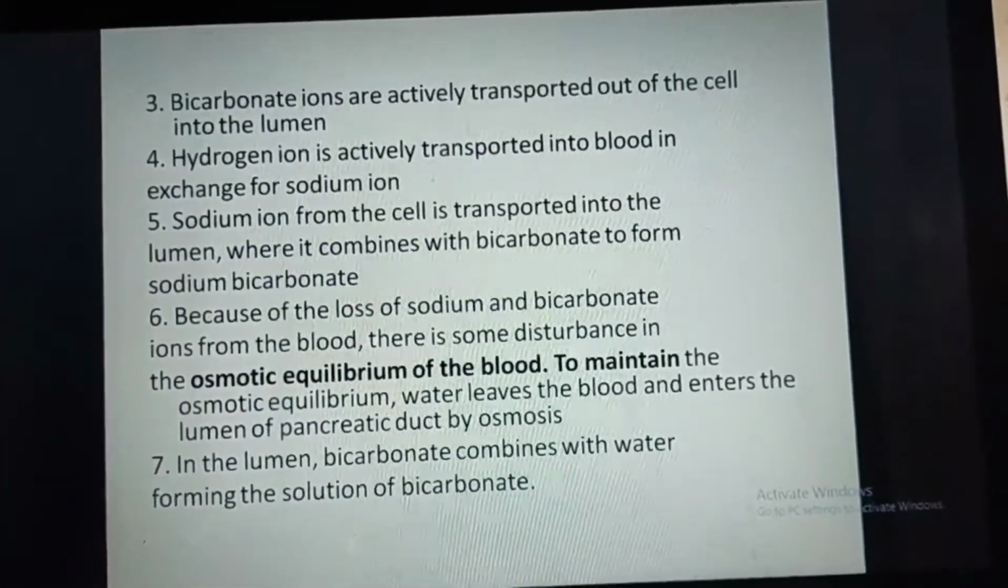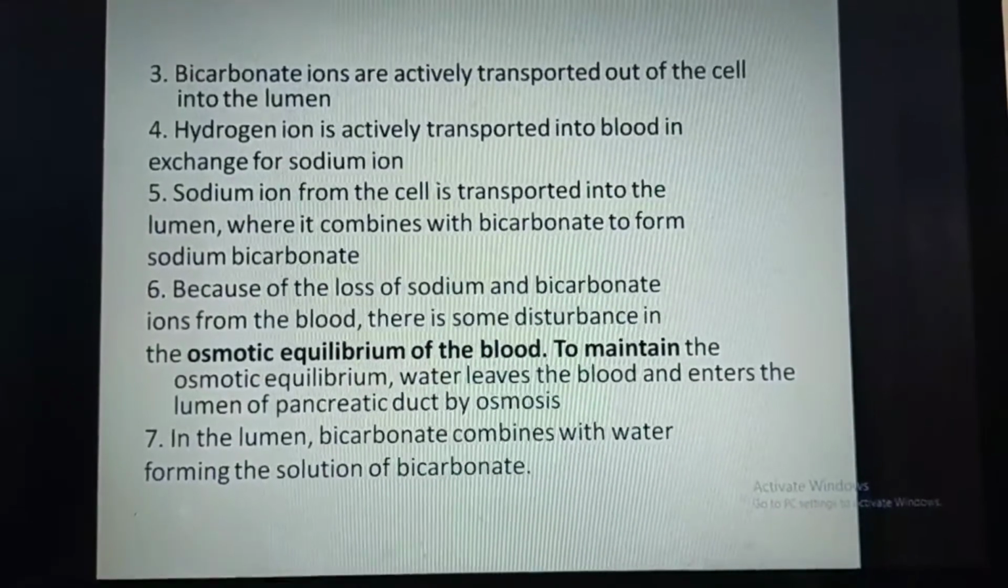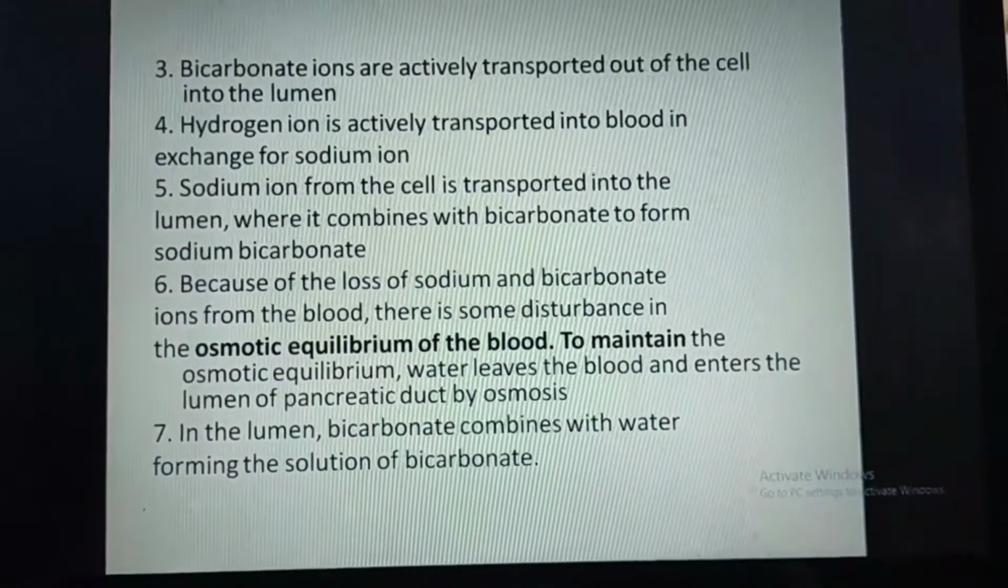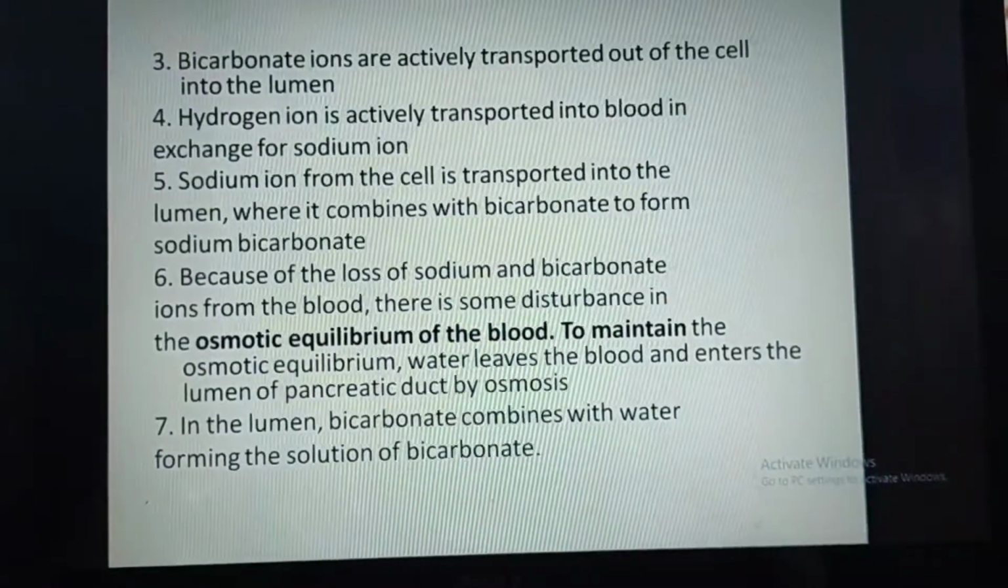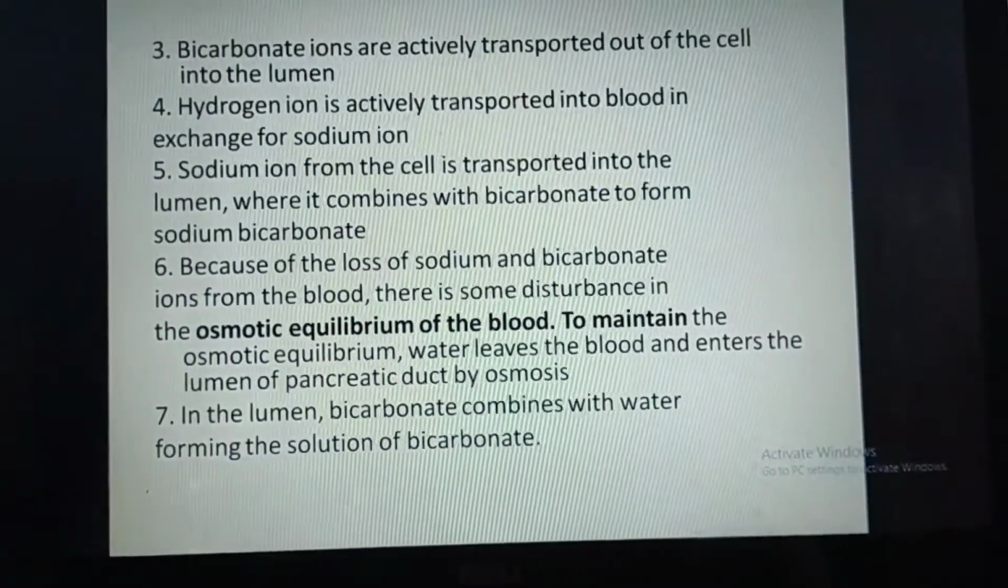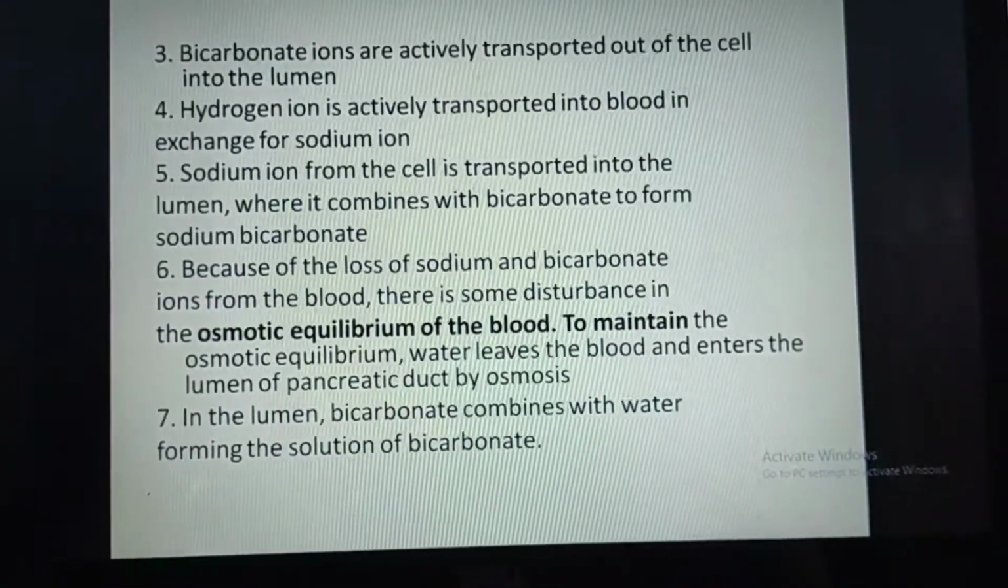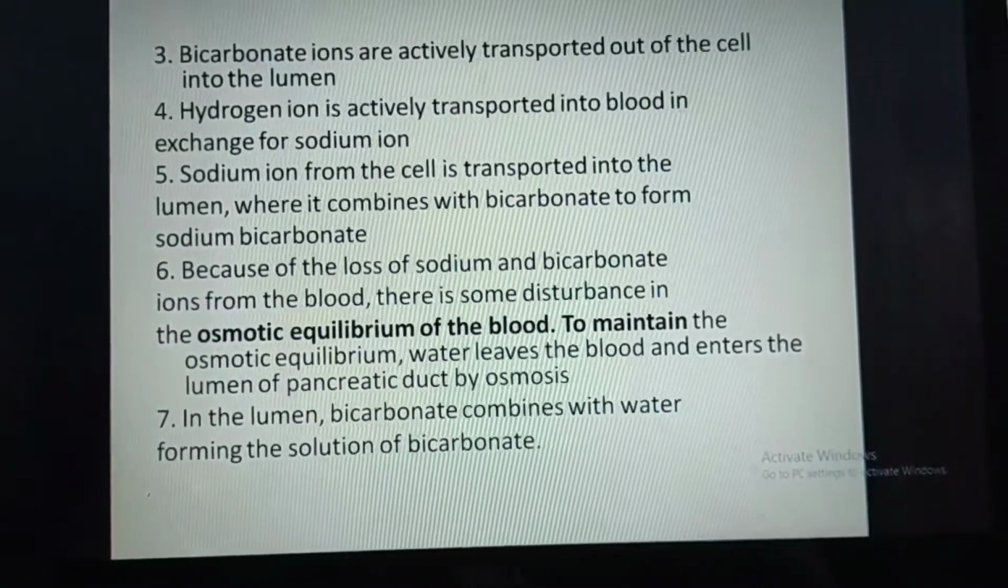Bicarbonate ions are actively transported out of the cells into the lumen. Hydrogen ion is actively transported into blood in exchange for sodium ion. Sodium ion from the cell is transported into the lumen where it combines with bicarbonate to form sodium bicarbonate.